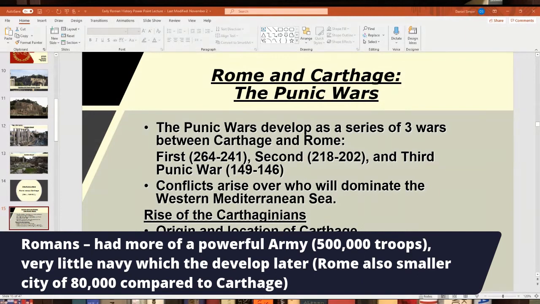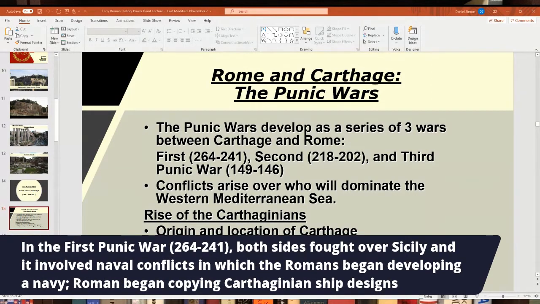And the Romans had more of an army. I don't know if it was that big, but some claim it was like 500,000. Probably not that big. They didn't have much of a navy. That was the only thing about it at the time. They had a smaller city, but they had a large army because they controlled all of Italy at that point.